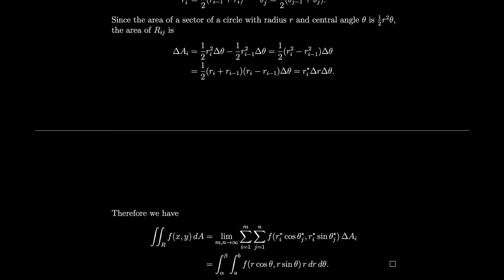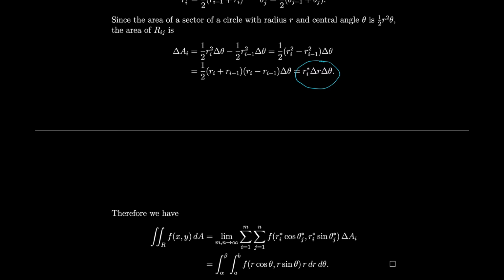So when we take the limit of this double Riemann sum, our sample points, it doesn't matter where we take them, they disappear and just become our cosine theta and our sine theta. And then our delta Ai was what we really did the work for to calculate. That would be ri star delta r delta theta.